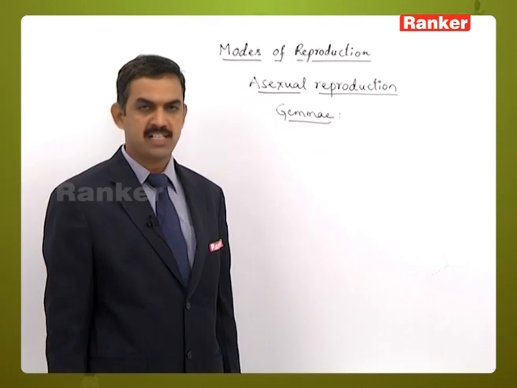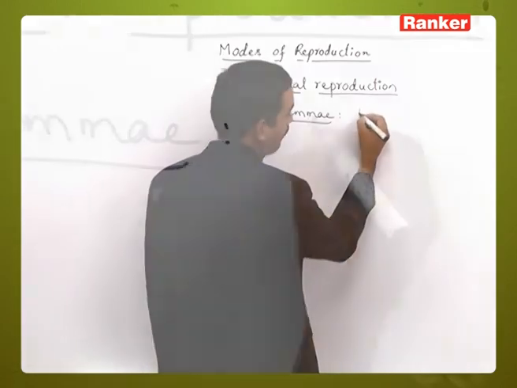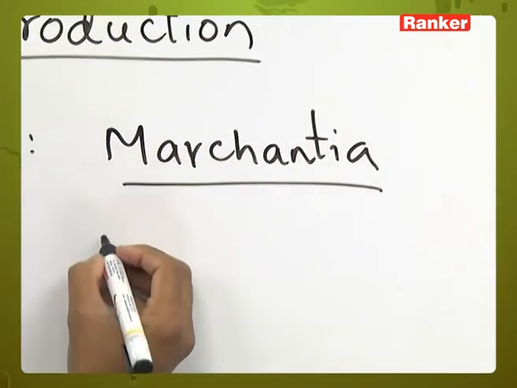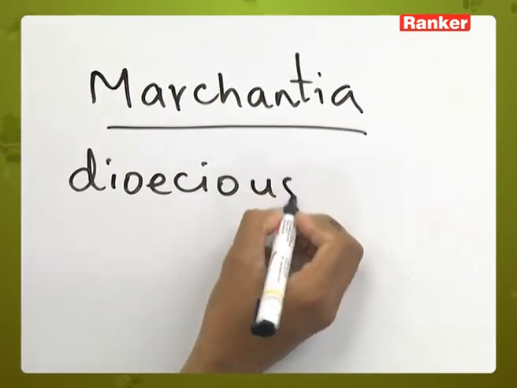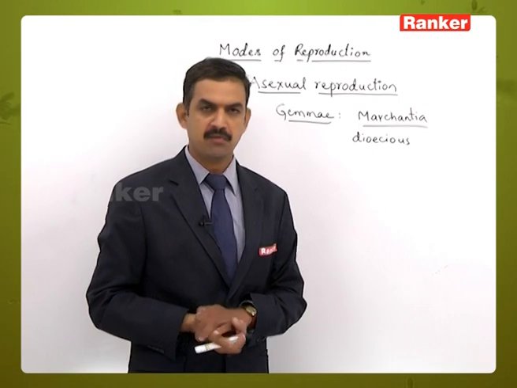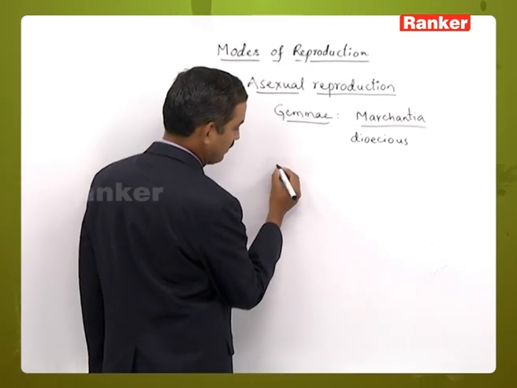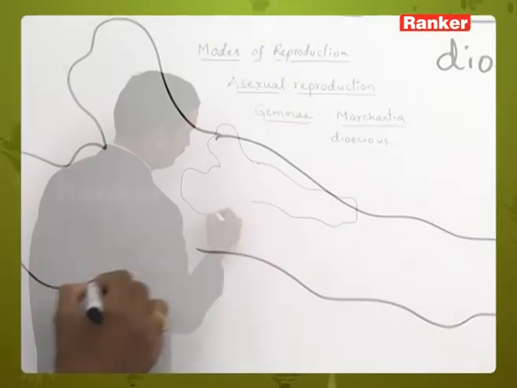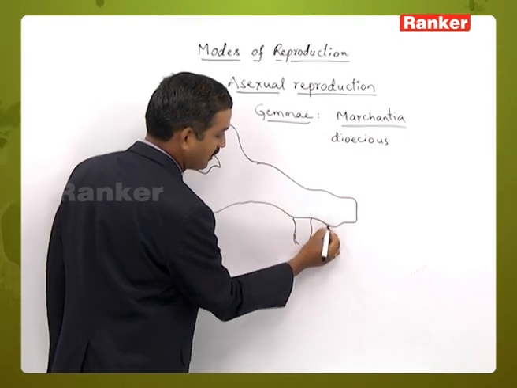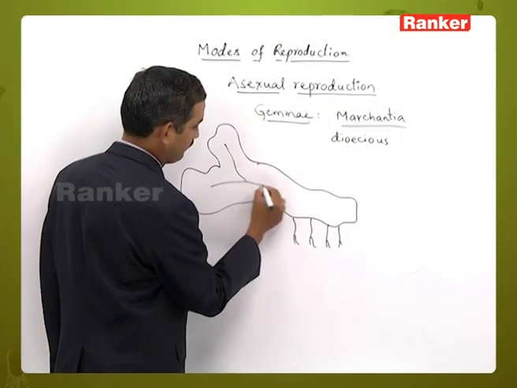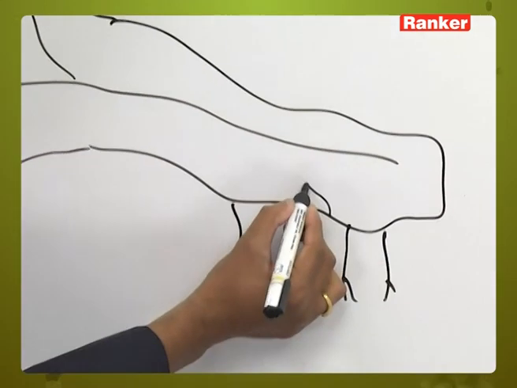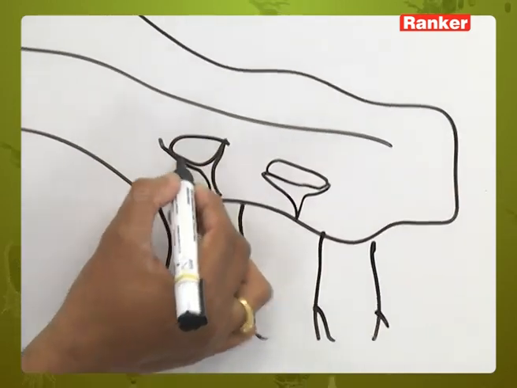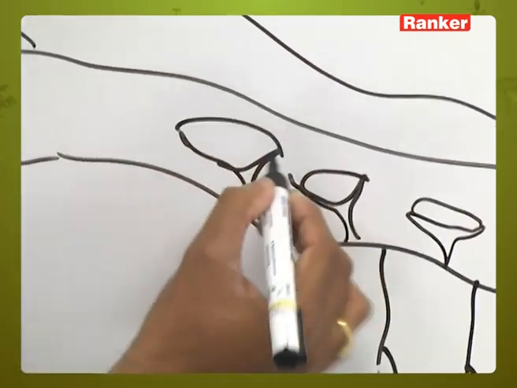Gemmae are a special type of asexual structure observed in bryophytes like Marchantia. Marchantia is a dioecious plant, that is, the male prothallus is separate and the female prothallus is separate. Consider this as a prothallus. On the lower side of the prothallus, the rhizoids are present. Then on the upper side, we can observe some receptacle-like structures. These are called receptacles, or we can call them gemma cups.